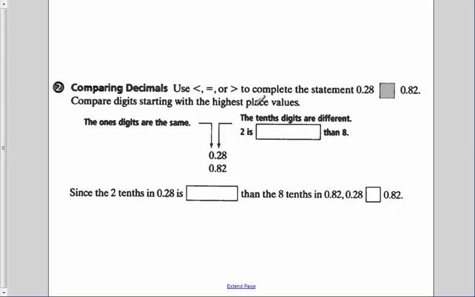Third example would be our most common, and this is where we line up our place values. And here we're going to use our inequality signs. So I've got my less than, my equal to, or my greater than sign to complete our statement comparing 28 hundredths and 82 hundredths. So we've lined them up, and our ones digits are all the same. We have a 0. Our decimal points are lined up, and now we're looking at our tenths. So 2 and 8. The tenth digits are different. 2 is less than 8. So since 2 tenths in 28 hundredths is less than 8 tenths in 82 hundredths, 28 hundredths is less than 82 hundredths.